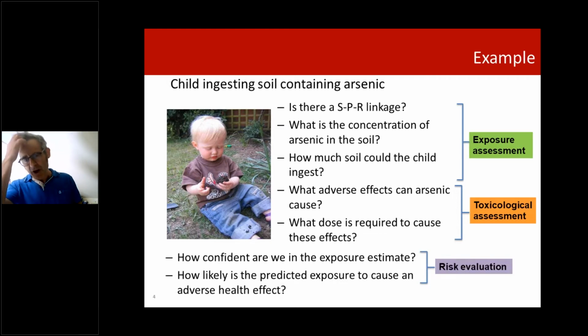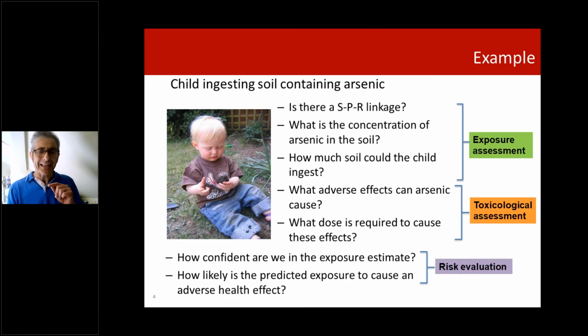And then we come along to our risk evaluation. The risk evaluation, I said in the previous slide, involves consideration of the uncertainties. And really, we're asking ourselves here, we've estimated a dose to this child, but how confident are we in that dose estimate? How wrong could we be? And then on the toxicological side, how likely is it that that predicted exposure to the receptor is going to cause an adverse health effect? By answering those two questions, we're able to do a risk evaluation and work out whether there's an unacceptable risk to this child.